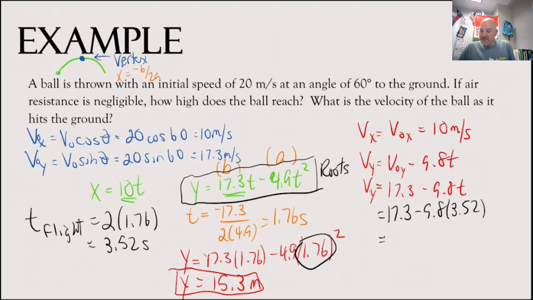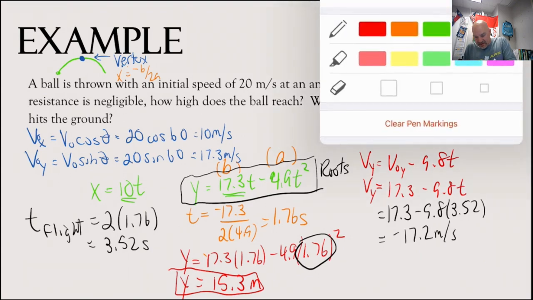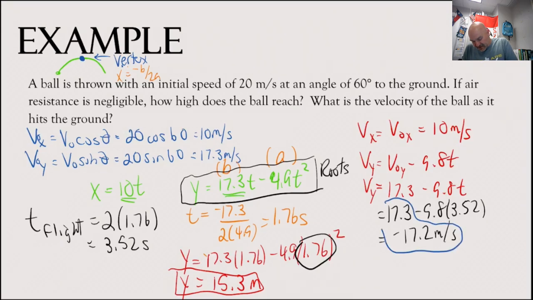So now I'm going to plug in my 3.52, and you're going to see something very interesting. 17.3 minus 9.8 times 3.52. Now it's going to be a little bit different because of rounding. But remember that little trick? Look at the symmetry. If I didn't round as much, especially with this number here, and I let it all carry out, this right here would have been a 0.3. So what is the velocity as the ball hits the ground?